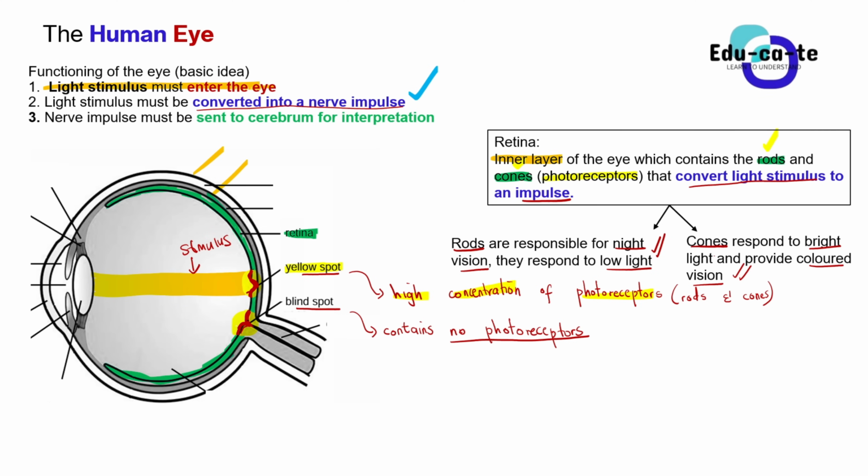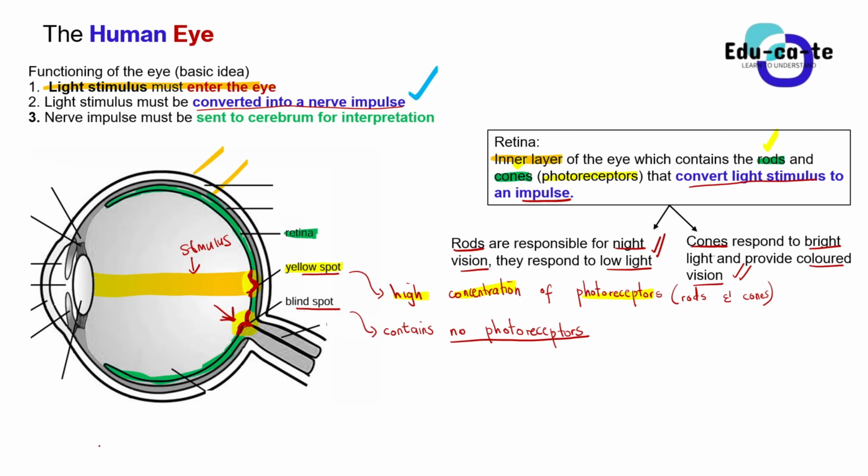But the blind spot does not have any photoreceptors. So when light goes to the blind spot, you won't be able to see that image. But when light goes to the yellow spot, you'll be able to see that picture or image. It's because the blind spot doesn't have any photoreceptors, so it cannot convert the light into an image that you can see. So the yellow spot has a high concentration of photoreceptors, and the blind spot doesn't have photoreceptors. Let's make sure that we understand that as well.